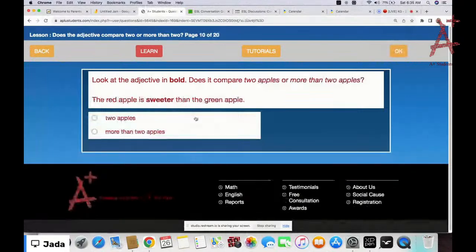The red apple is sweeter than the green apple. So that means we have two. We're comparing two apples.